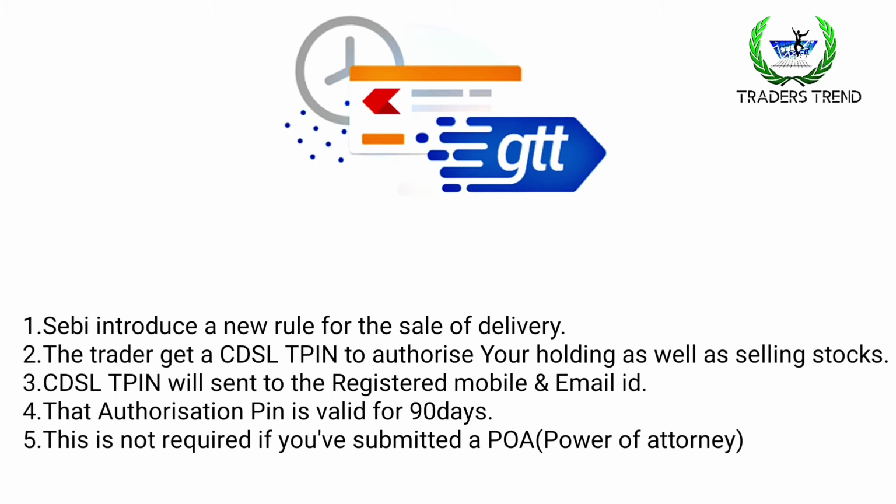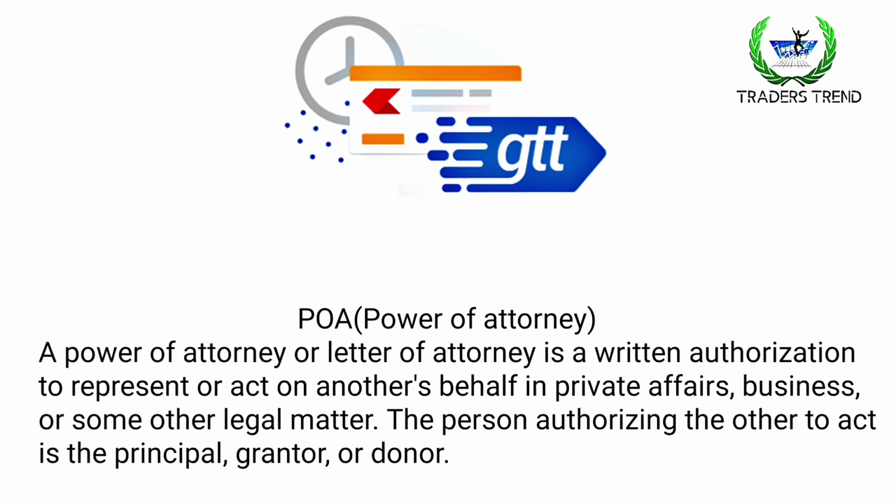Let's see the power of attorney. A power of attorney or letter of attorney is a written authorization to represent or act on another's behalf in private affairs, business, or some other legal matters. The person authorizing the other to act is the principal, grantor or donor. It means you select a particular person, and he will take care of your stocks or your assets. This is the meaning of POA, the power of attorney.